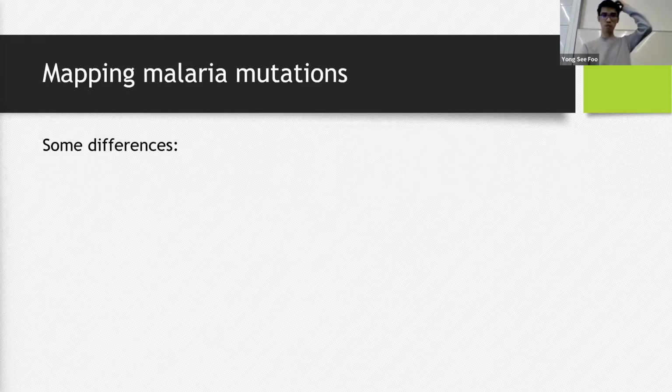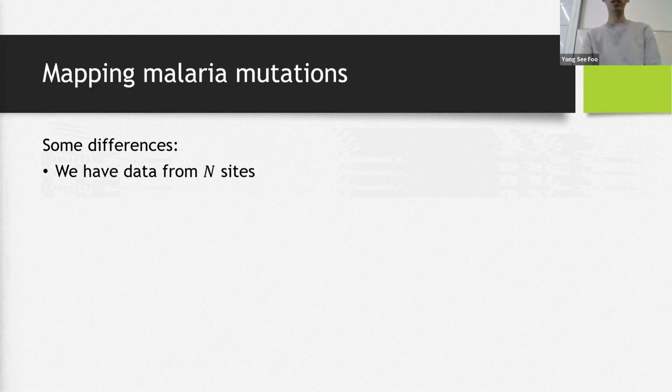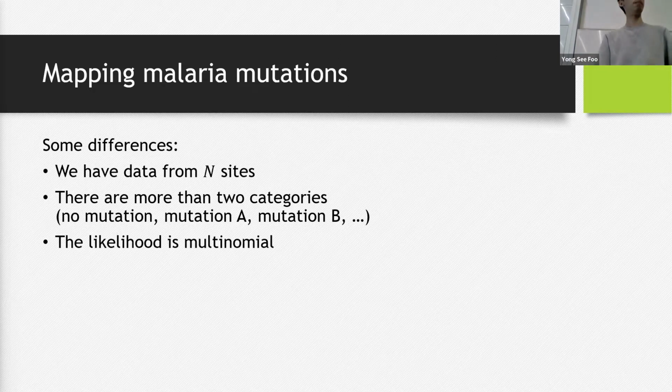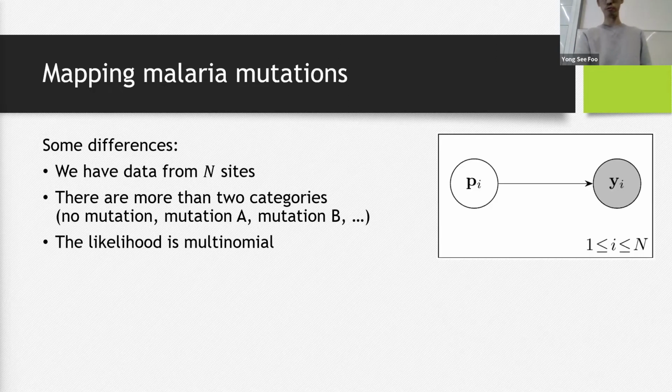So how does this work for malaria mutations? Well, there are some differences. We don't just have one Q here, but we have multiple sites. And more than that, we don't just have heads or tails. We might have no mutation, mutation A, mutation B. That's multiple categories. The likelihood will be multinomial instead of binomial. And so I can draw that diagram again, but maybe in this way. The box here just means that you have to repeat this n times, and the bold face here just means they're vectors now, instead of just a single number.